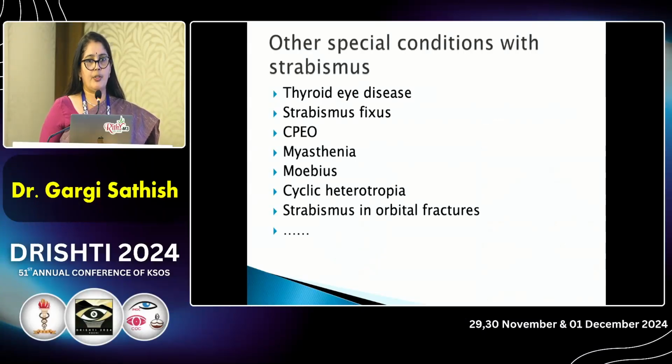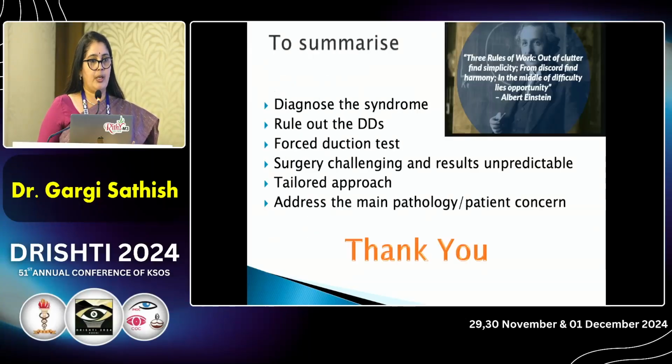So a variety of special conditions causing strabismus. To summarize, for each syndrome you have to diagnose the syndrome, most importantly rule out the differential diagnosis. A force reduction test is of immense significance. The surgery is very challenging in these cases. A tailored approach, you have to find out what the maximum problem is and address that particular problem. Thank you so much.